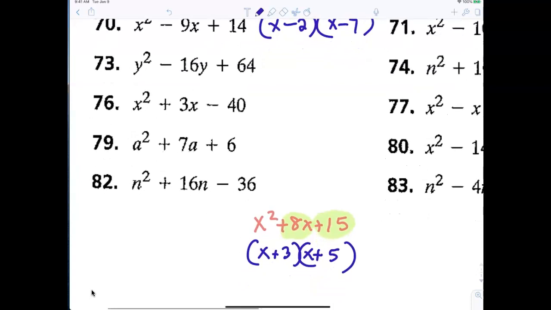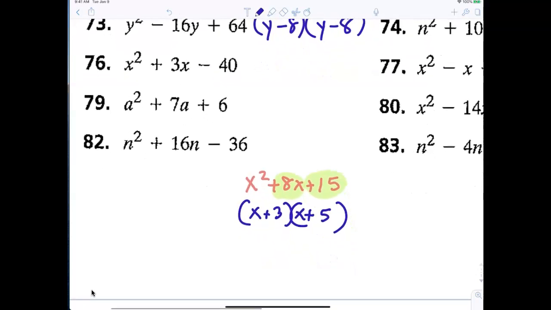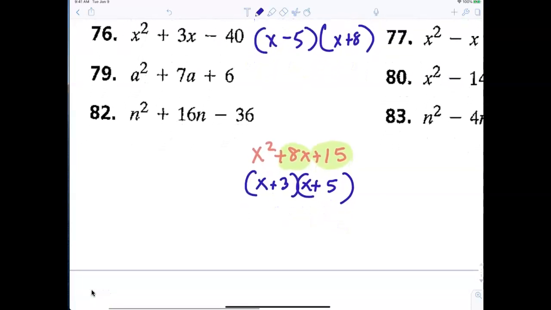All right, here we go. Number 73. Okay. I'm ready for you. Would you do y minus 8 and y minus 8? You are on fire. Thank you. All right, Jack, let's go. Don't embarrass me again. X plus 5, X minus 1. X plus 8, X minus 5. Brilliant.